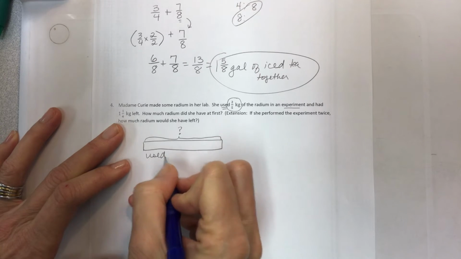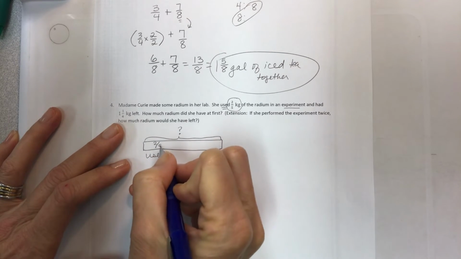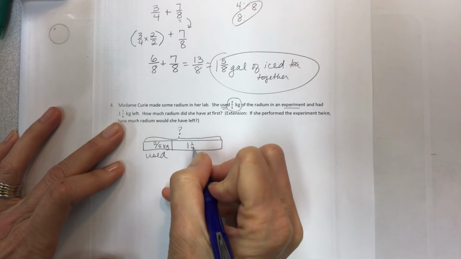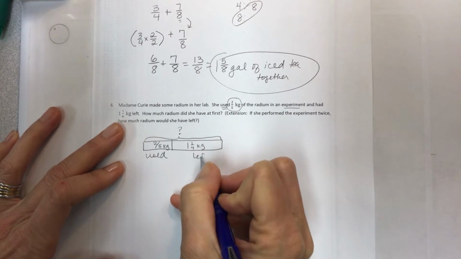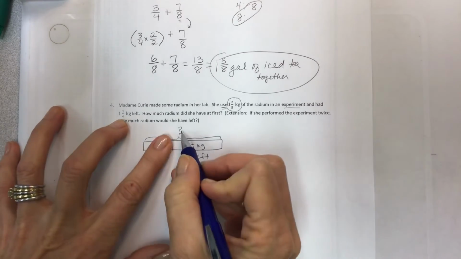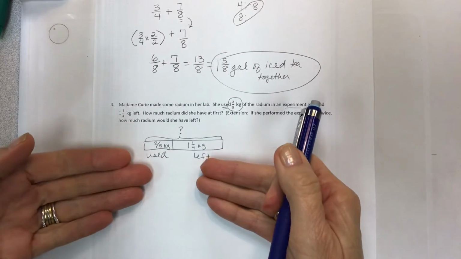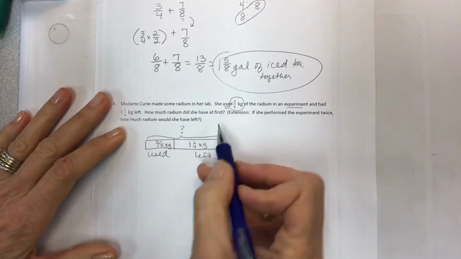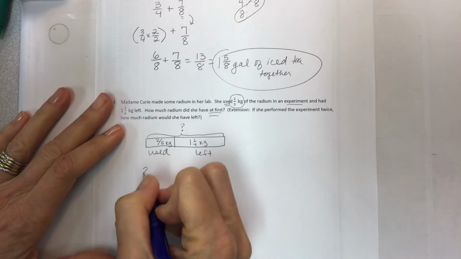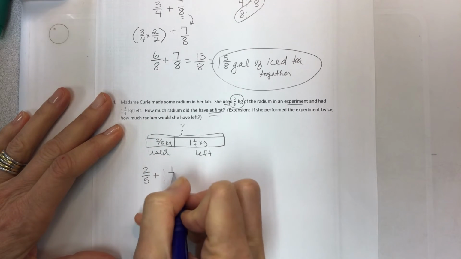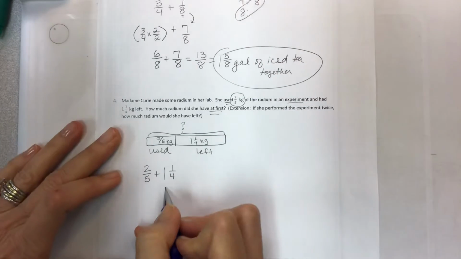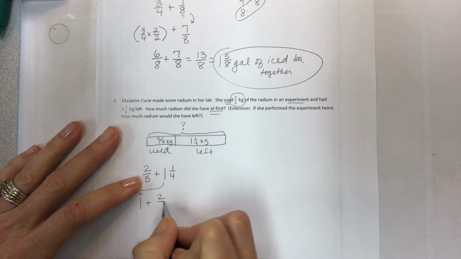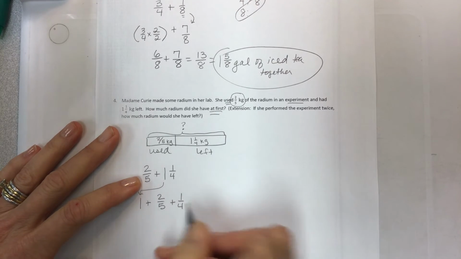She used some 2/5, and then she had 1 1/4 kilograms left. Used it, had some left. How much was at the beginning? So we know that tape diagrams can help us with part to whole. Put these two together to get the whole. So let's find out how much she had at first by adding. And remember, if you have a whole number, you can just take it and set it aside and then focus on your fractions at this point.